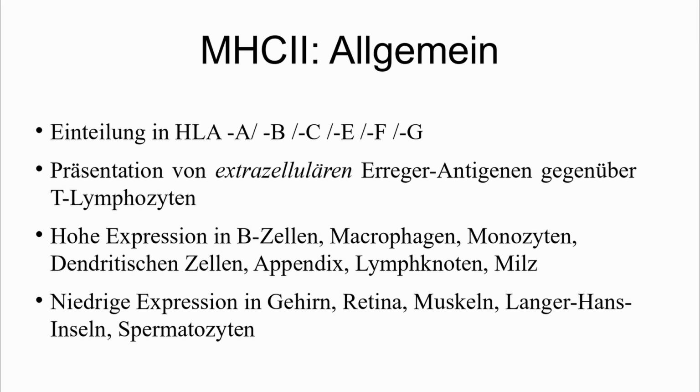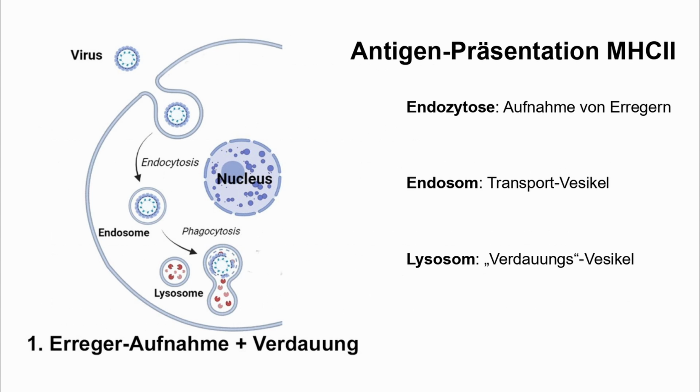Let's start with antigen presentation via MHC2. There are different ways in which antigens can enter the cell, either passively through endocytosis or through active entry into the cell. After they have entered the cell, viruses, bacteria, fungi or parasites are transported to the lysosome by means of endosomes, which are small transport vesicles. The lysosome is a vesicle filled with enzymes in which the pathogens are broken down into their individual antigens.